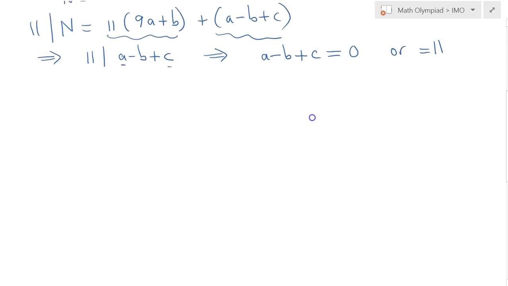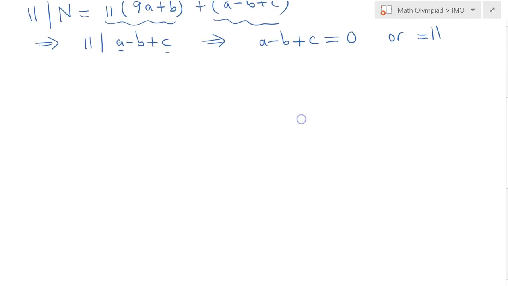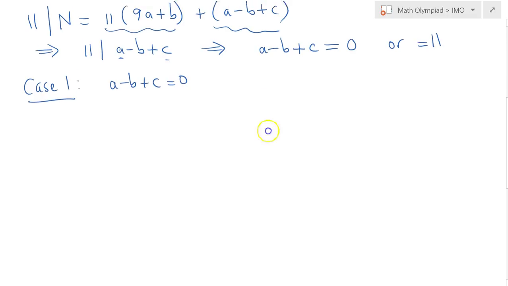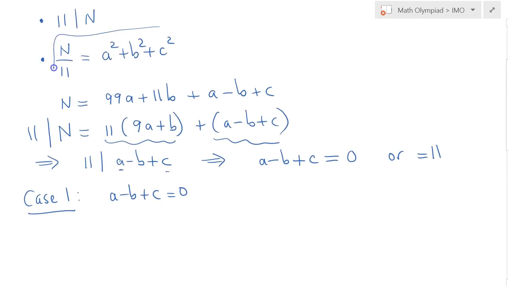So case 1. Let's start with the 0 case: a minus b plus c is equal to 0. In that case, let's start using the second condition. In fact, I don't like this condition as is. Let's write it like this: 11 times a squared plus b squared plus c squared.